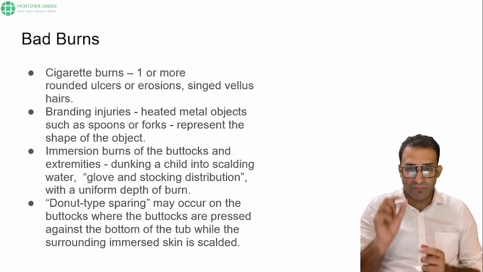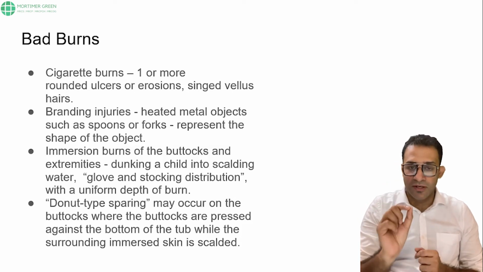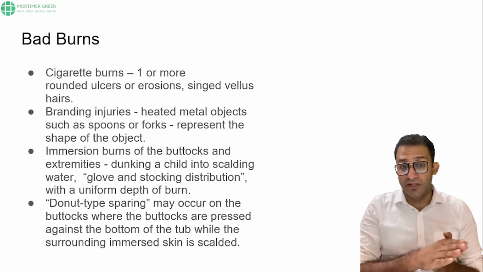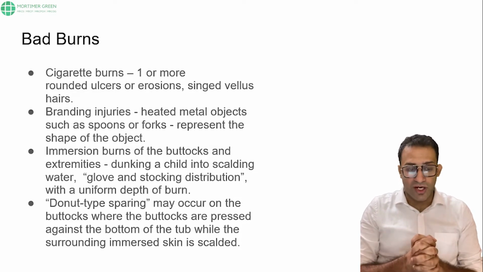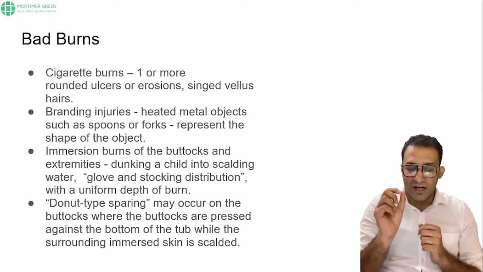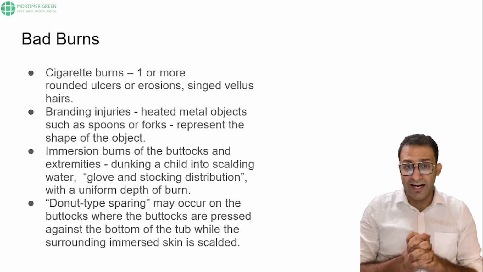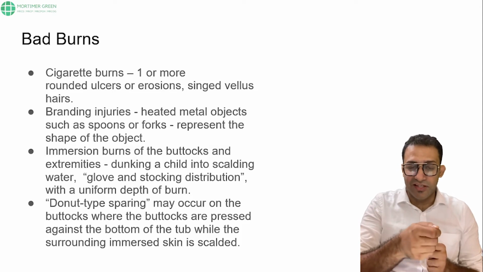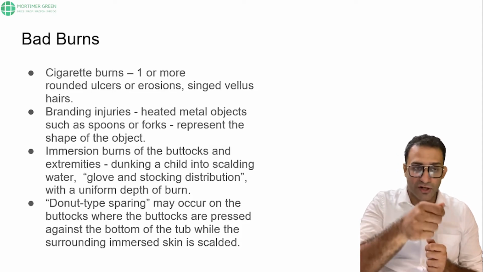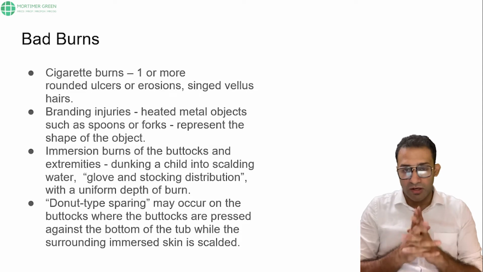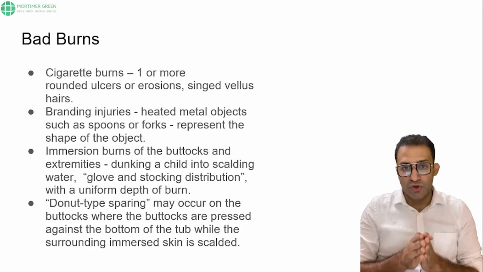Bad burns. Cigarette butts, very common. Usually the abuser is a male, the partner of the mother, who doesn't care about the child. So you will see rounded ulcers or erosions with singed hairs, vellus hairs. Branding, very common in certain South Asian cultures. You will see that they've taken a fork or a spoon and branded the child. You will see the mark on the skin. Be very suspicious.